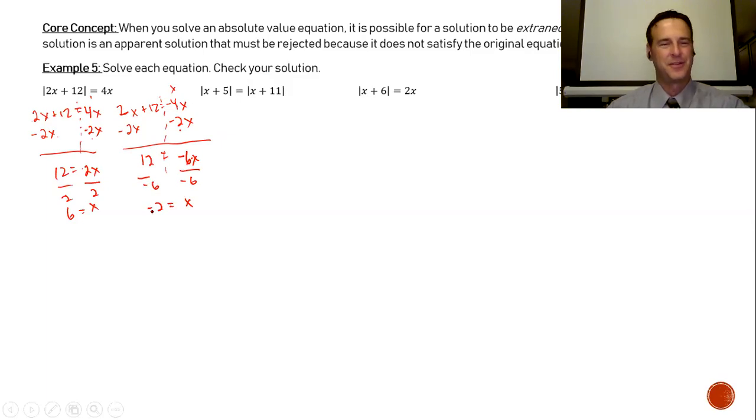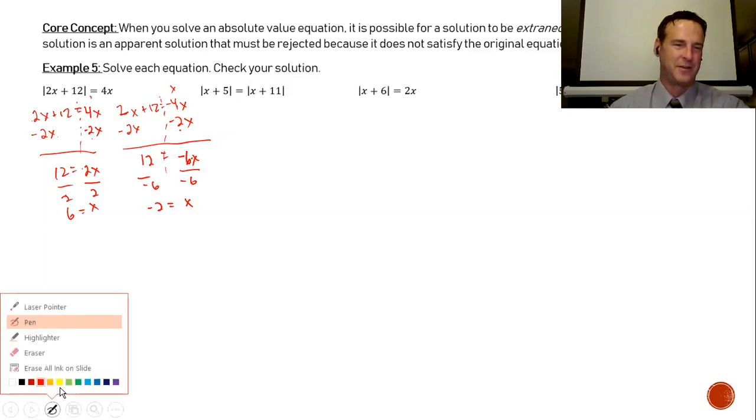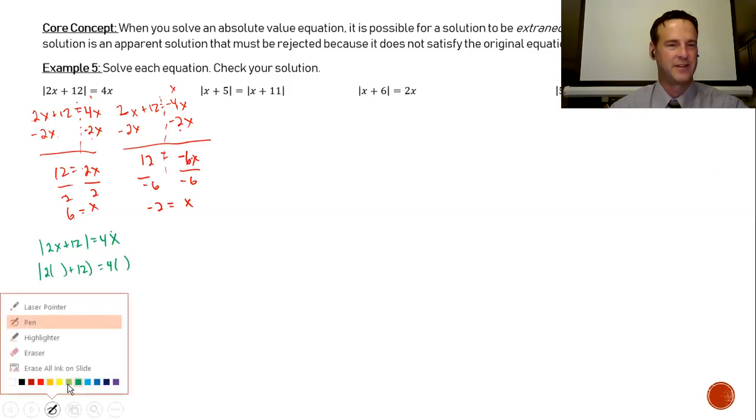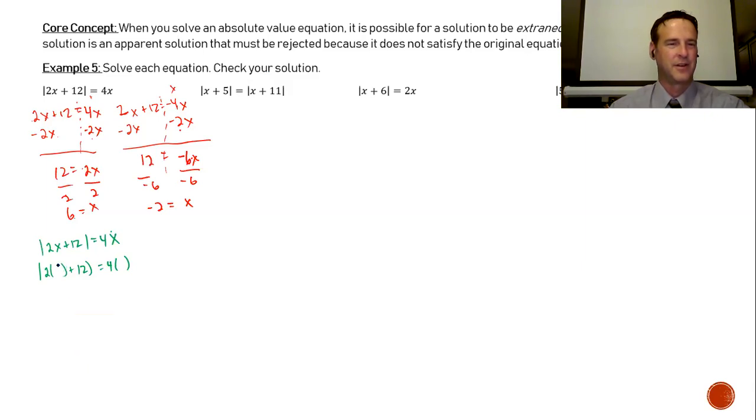All right, now here's what they want you to do. And you're kind of done doing these. What you gotta do is plug these in just to make sure it works. You're like, what does that mean to work? Well, I'm going to rewrite this 2x plus 12 equals 4x, but any place I have an x, I'm going to replace it with a 6. So this becomes 2 times 6 plus 12 equals 4 times 6. And we're going to see if, when I plug in 6, does it work?